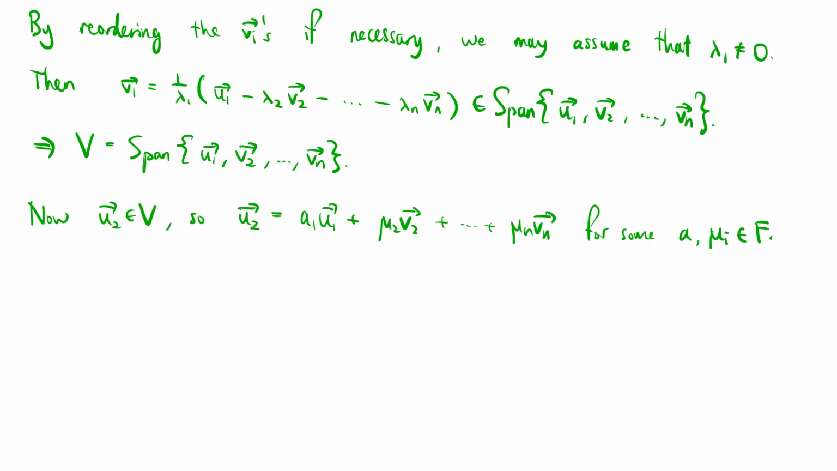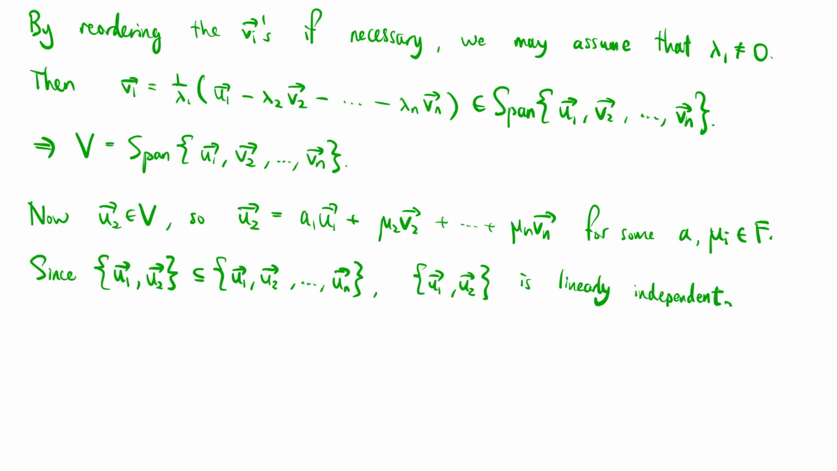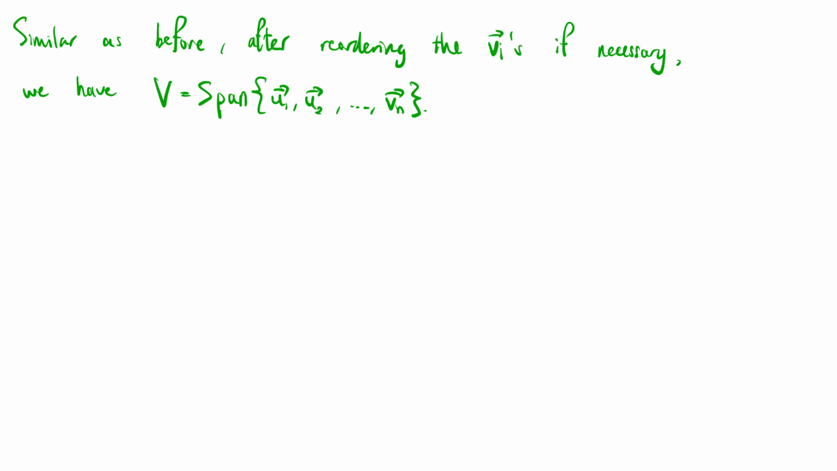Now, u2 is in V, so u2 can be written as a1u1 + μ2v2 + ... + μnvn for some a and μi in F. Now, {u1, u2} is a subset of {u1, u2, up to um}, which is linearly independent. So, the set {u1, u2} is linearly independent, which means that μi is non-zero for some i. Similar as before, after reordering the vi's if necessary, we have that V equals the span of u1, u2, up to vn. In other words, we can replace v2 by u2 in the spanning set, and still this set spans V.